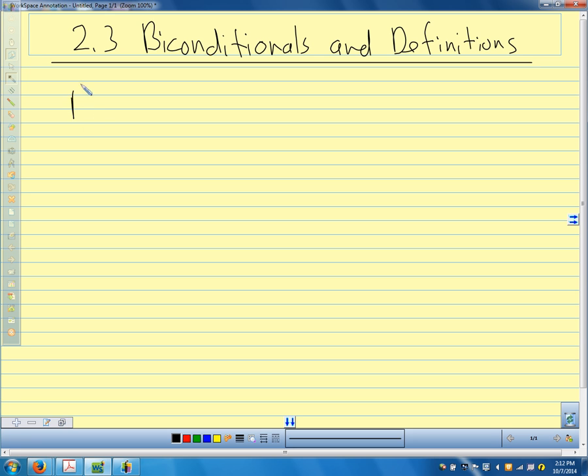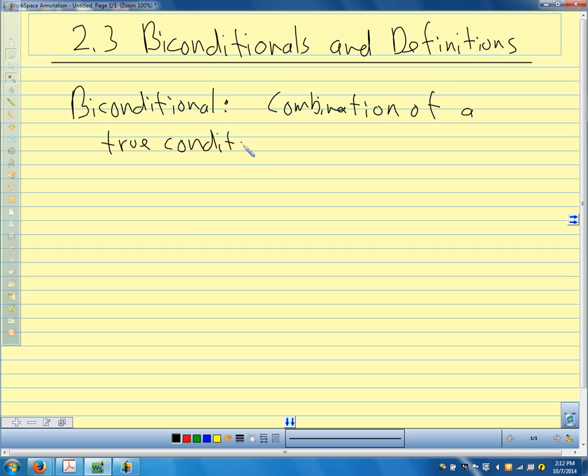So a biconditional. We could say biconditional statement, but we usually just shorten it by saying biconditional. A biconditional is a combination of a true conditional statement and its true converse.